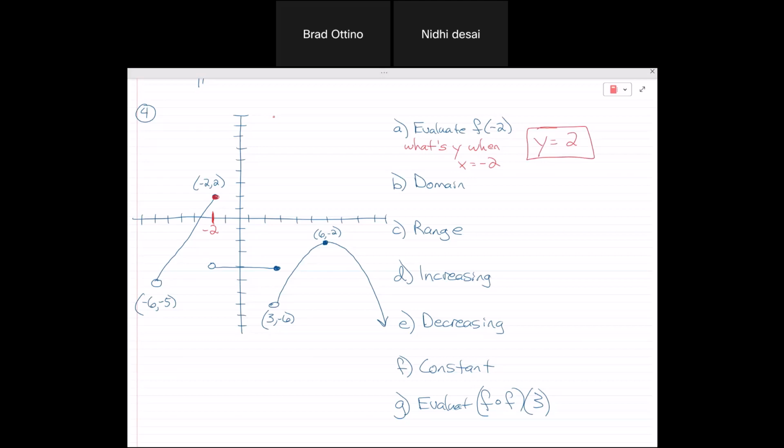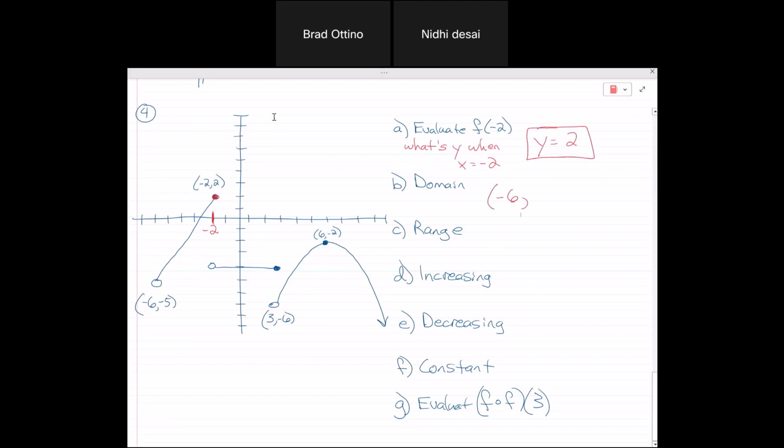Domain means what are the possible x values? X values obviously go left to right. So if you look at it, it looks like the graph starts right here at negative 6. But there's an open circle there. So we're going to put parentheses around negative 6.